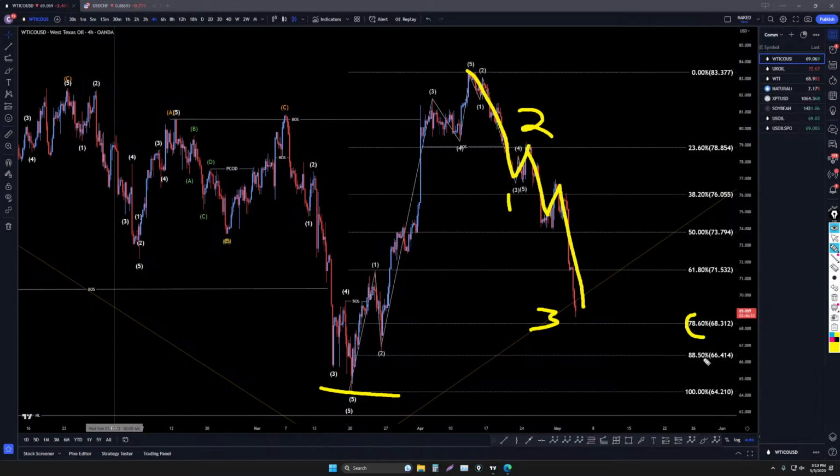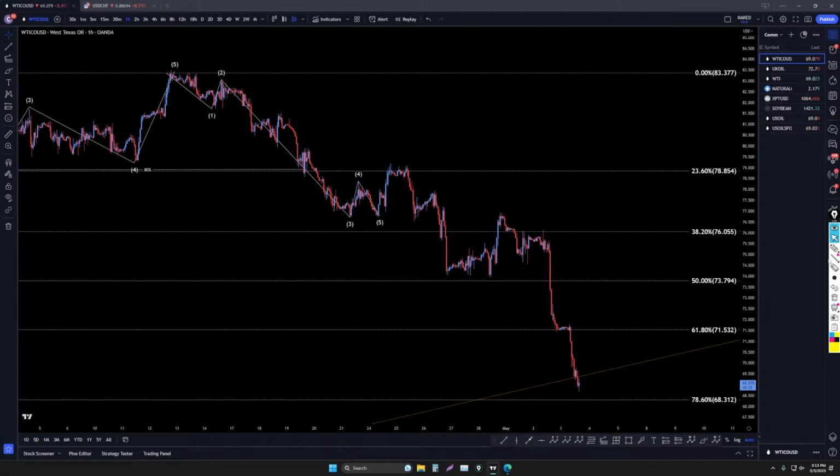We're approaching the 78%, which should be an area of resistance. But really, there's no reason to do anything right now except look for shorts in a downtrend. That was a nice trade right there too.